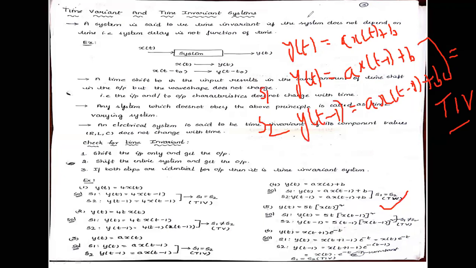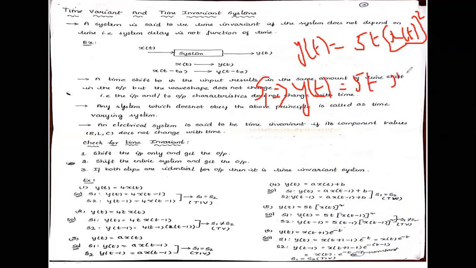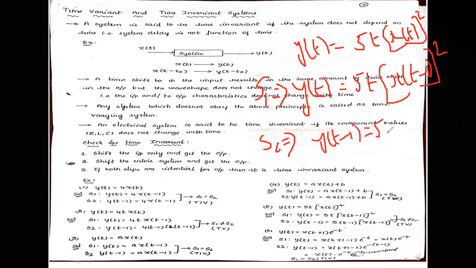Understood, my dear students? Coming to the fifth one, y of t is equal to 5t times x of t whole square. What is step 1 saying? The input is delayed. Y of t is equal to 5t times x of t minus 1 whole square. What is step 2? The entire system is delayed. Y of t minus 1 is equal to 5 into t minus 1 times x of t minus 1 whole square. So now these two are not equal.